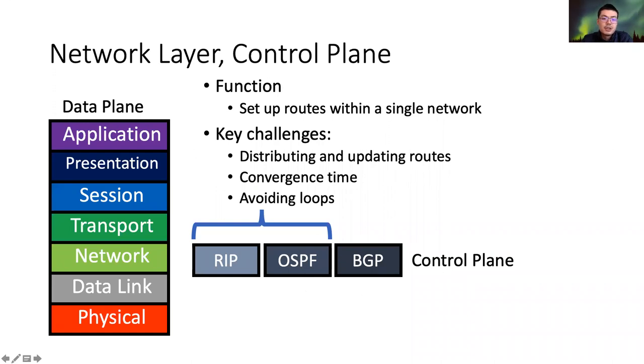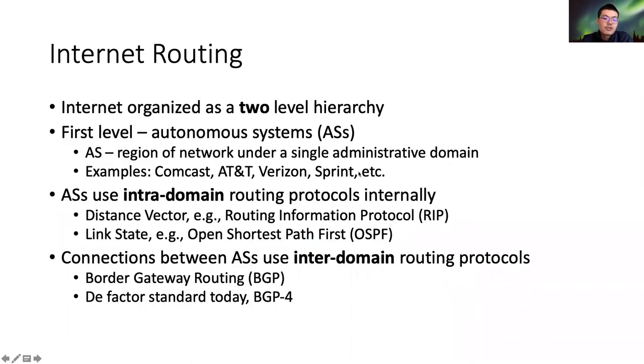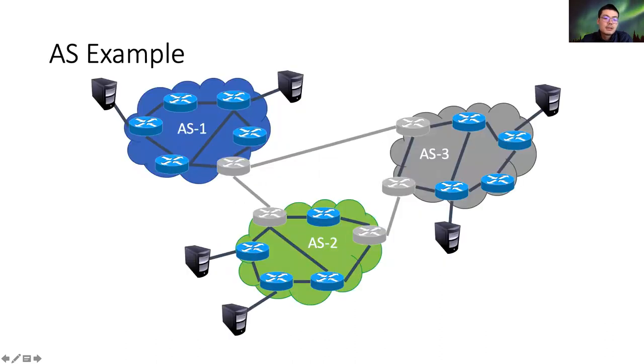And BGP is an inter-domain protocol. These two are intra-domain protocols. We'll discuss BGP in the next set of slides. For the current set of slides, we are talking about the intra-domain protocols. The way to differentiate between them is we have a concept called AS, autonomous systems. Intra-domain routing is within the same autonomous system, and inter-domain is between different autonomous systems.